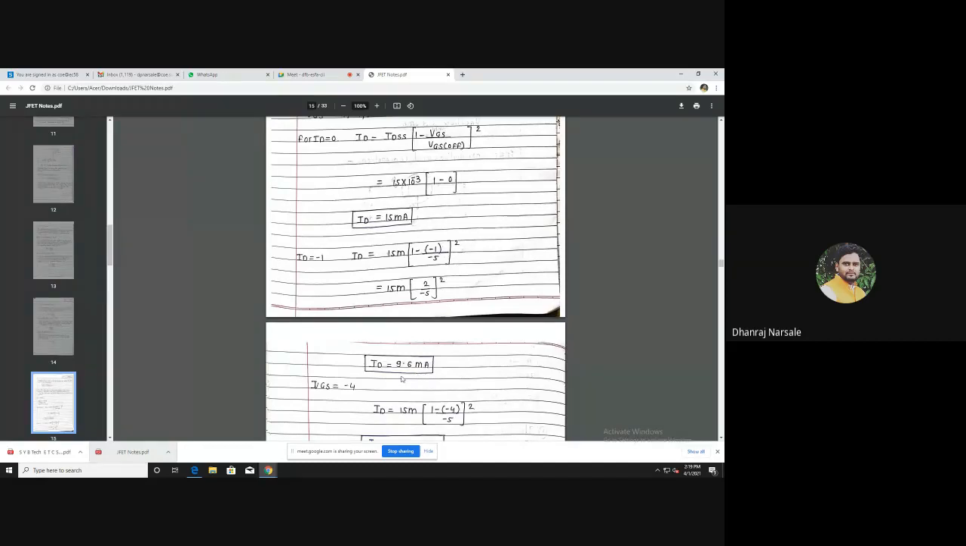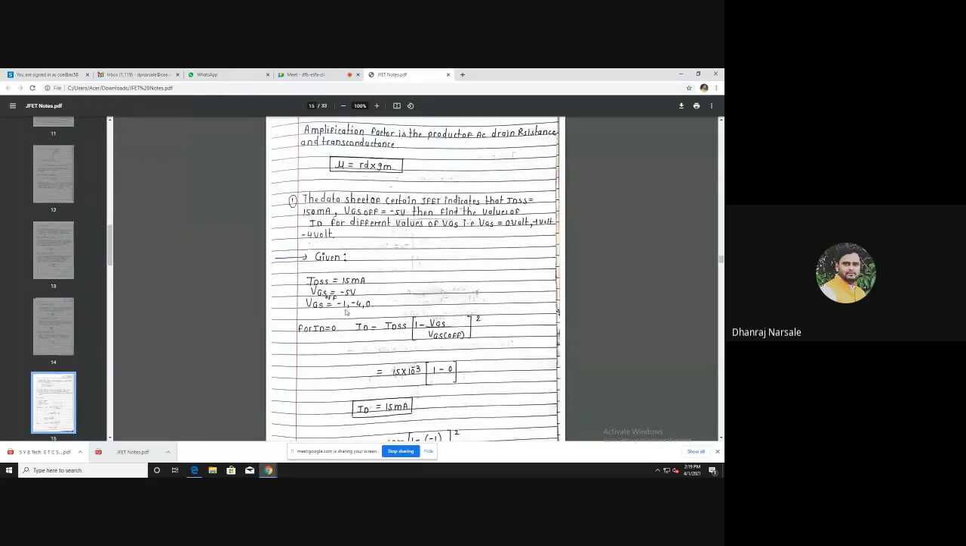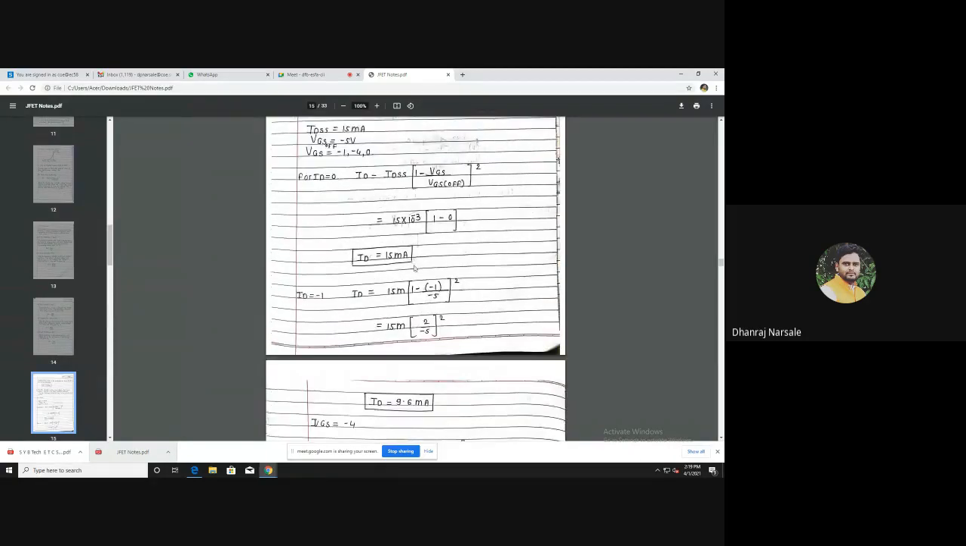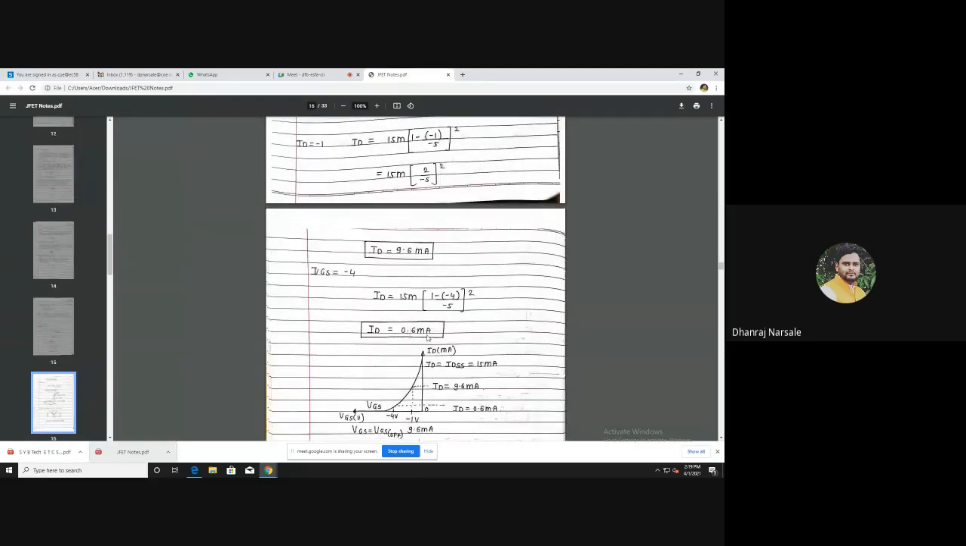Okay, then we will take VGS equal to minus 4. They have given the values 0, minus 1, minus 4. First we found 15 milliampere for 0, then for minus 1, then for minus 4. For 0 it came to 15 milliampere, for minus 1 it came to 9.6 milliampere, and for minus 4 it is 0.6 milliampere.